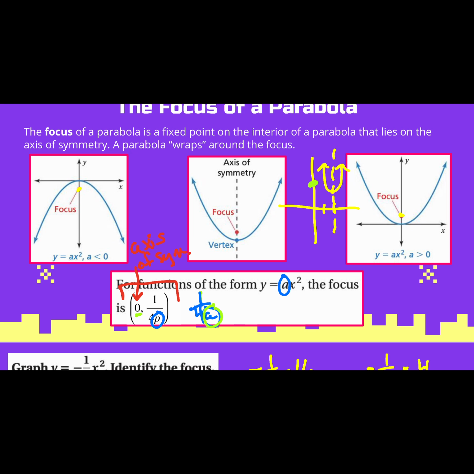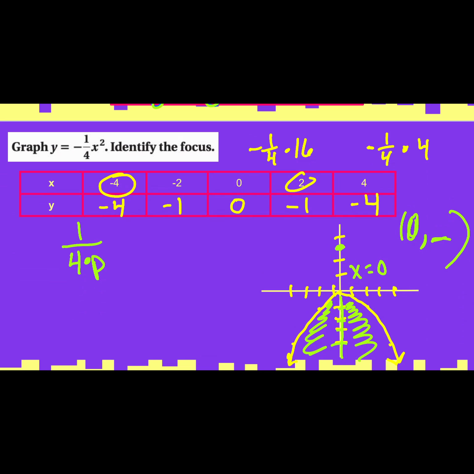P is the exact same thing as a. Like I said, write in your notes, p equals a. We just use different letters because that's how you'll see it in Algebra 2. So what is our a value in this situation? What is our a value? Negative 1/4. Thank you. Maybe we do need to be classified because we have almost zero participation. Negative 1/4.